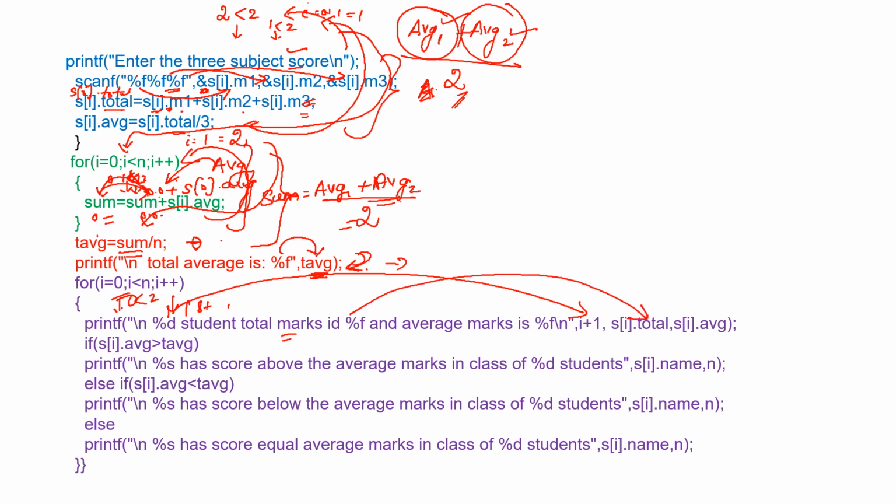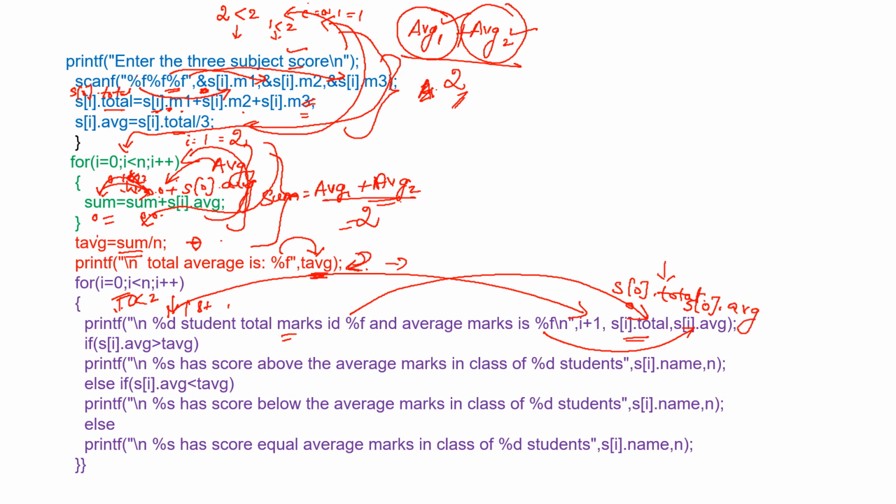%f will be replaced by s[i].total. So it will be equal to s[0].total, which is nothing but the total marks of the first student. And average marks is %f. This %f will be replaced by s[0].average. The first student's average will be printed.